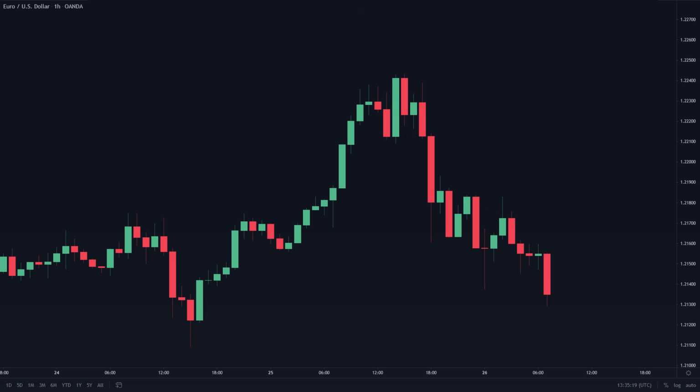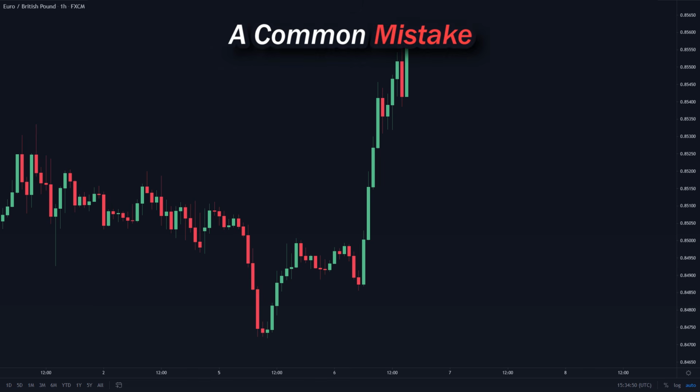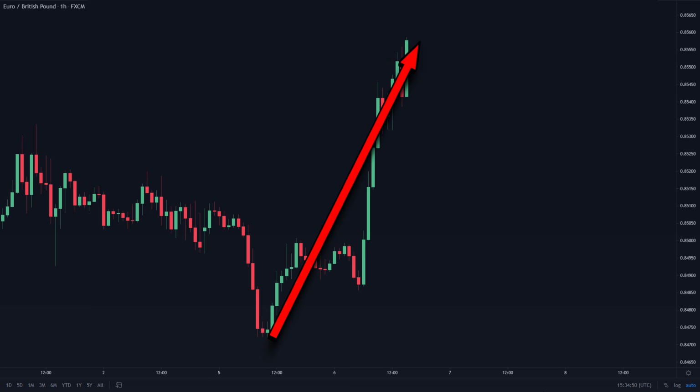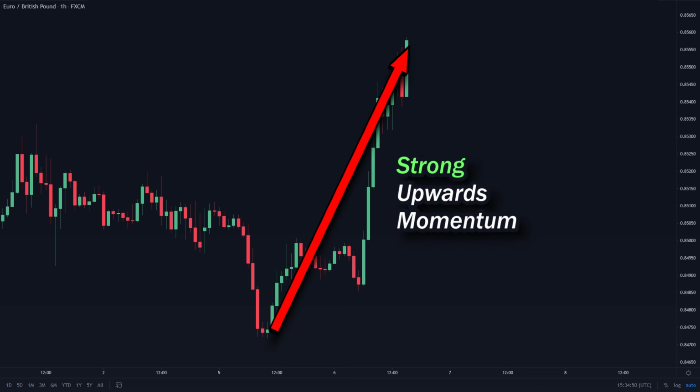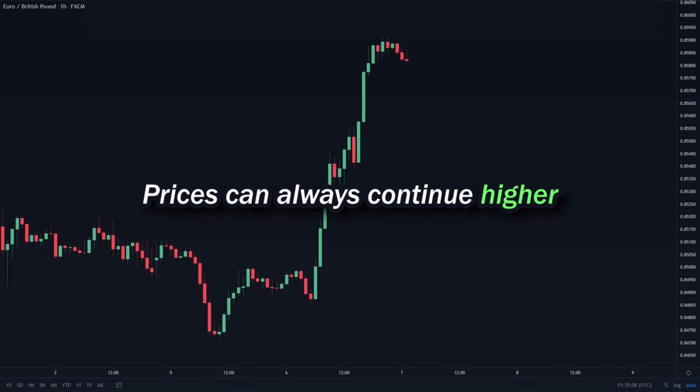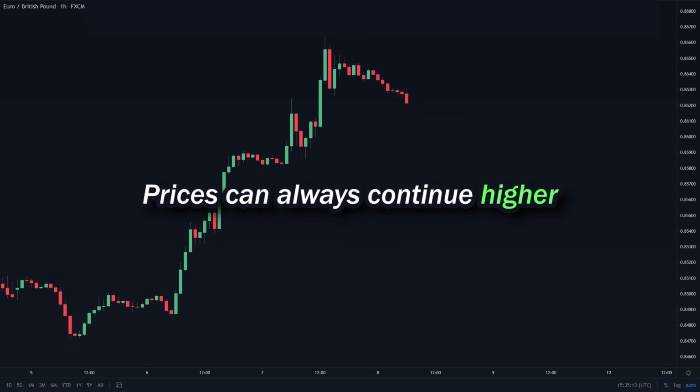Simple. Now, a common mistake that traders make is they think that because the price has gone too high, then it's automatically going to reverse. This is actually the wrong mindset to have, because think about it. If prices are going higher and higher, it means that the upwards momentum is strong. So if you tried shorting this market just because you thought it was too high, then you're actually trading against a trend, which is not a good idea. Remember, prices can always continue higher.